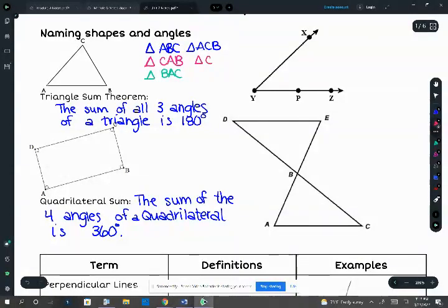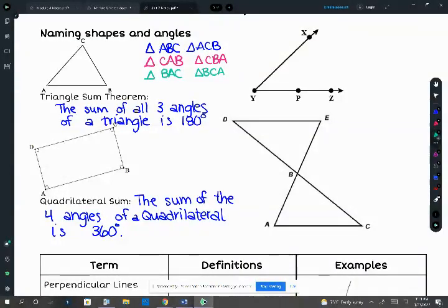So we could do CBA, or we could do triangle BCA. So these are all the same triangle, but just a different order of the vertices. Now, sometimes the order matters if we're talking about the congruency of two triangles or two shapes. But if I'm just naming it, it doesn't really matter.